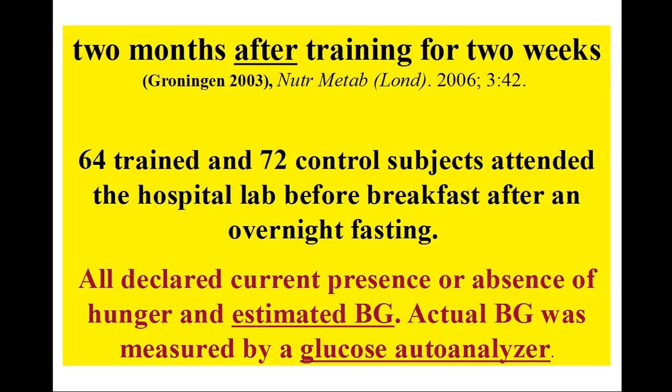2 months after 2 weeks training, 64 trained and 72 control adults attended the hospital lab before breakfast after an overnight fasting. All declared current presence or absence of hunger and estimated BG. Actual BG was measured by glucose autoanalyzer.